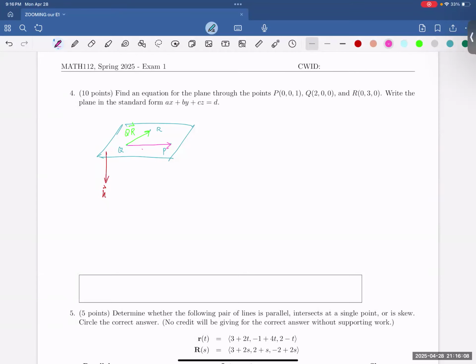Okay, so QP, QP. So QR is R stuff minus Q stuff. So Q, R minus Q. So -2, 3 minus 0, 0 minus 0.